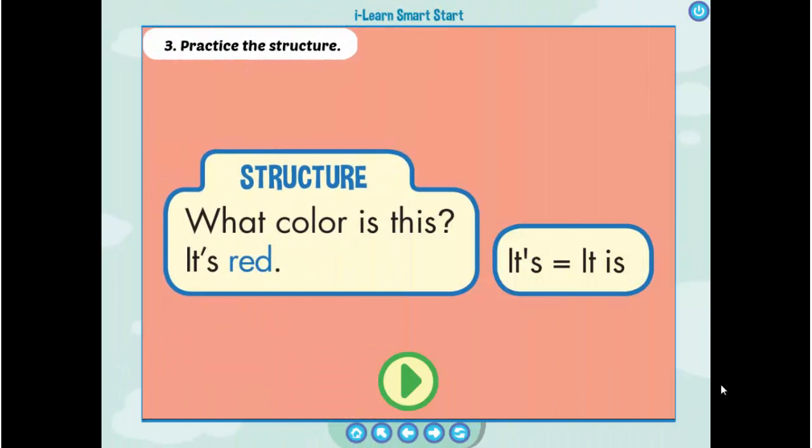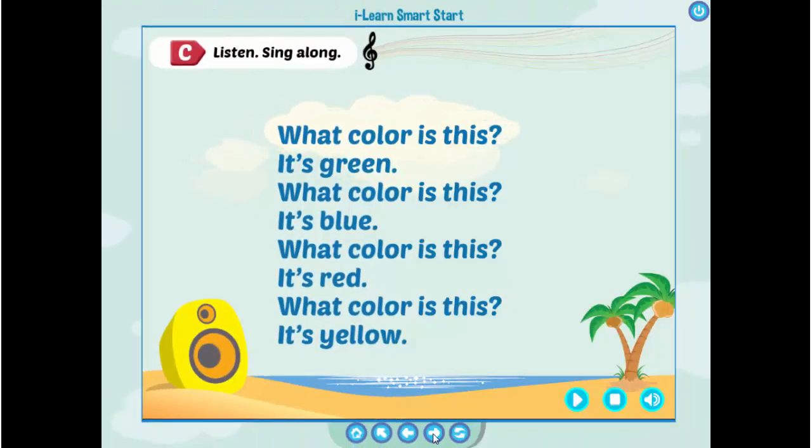B. 3. Practice the structure. What color is this? It's red. C. Listen. Sing along.